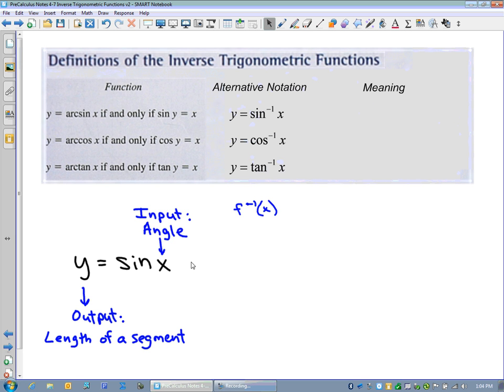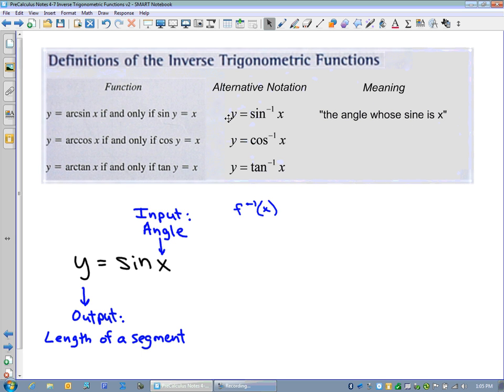And we're reversing that for the arc sine or inverse sine. For the inverse function, we're saying you give me the length of the segment, and I'll tell you what the angle is that has that value as a sine value. Or in other words, for arc sine, what you say in your head is the angle whose sine is x.